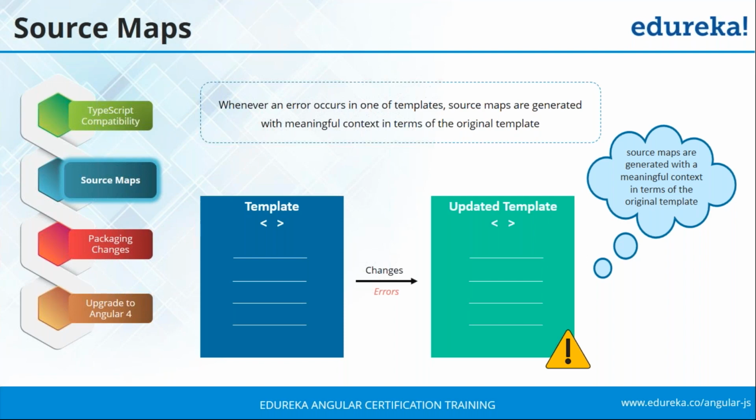So what is happening actually over here, if you are changing something in your template and it generates an error, your source map will generate a meaningful context in terms of your error so that you can understand your error pretty easily, and it will point out to your original template where the error has been occurring.